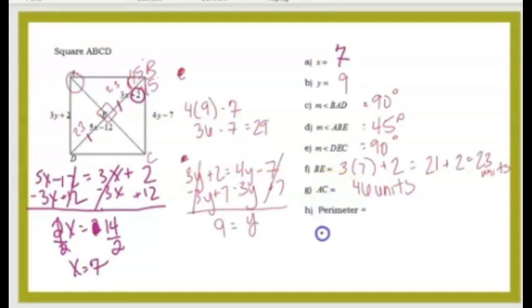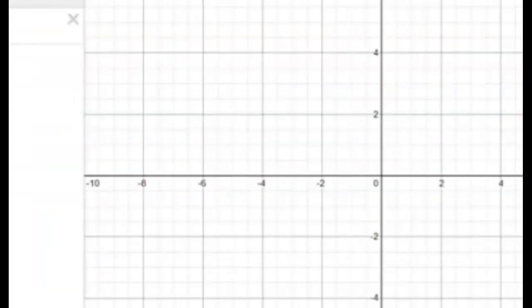So there's 4 sides, so we would need to add up 29 4 times. 116 units. Is that right? 4 times 29. I'm always afraid I'm gonna mess up in a recording. It happens. 116. All right.